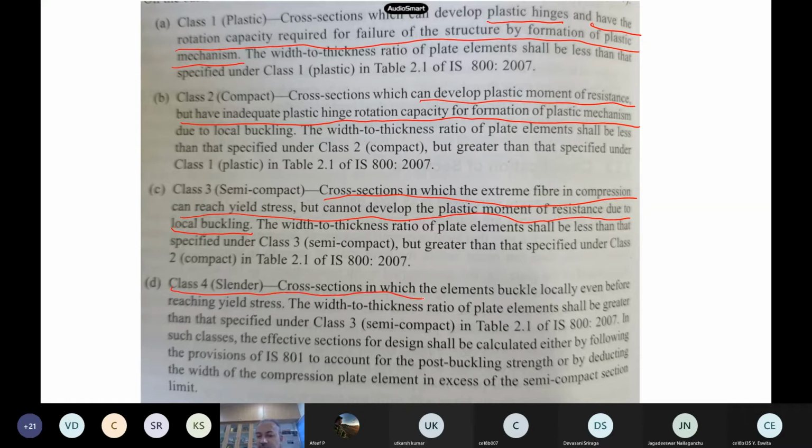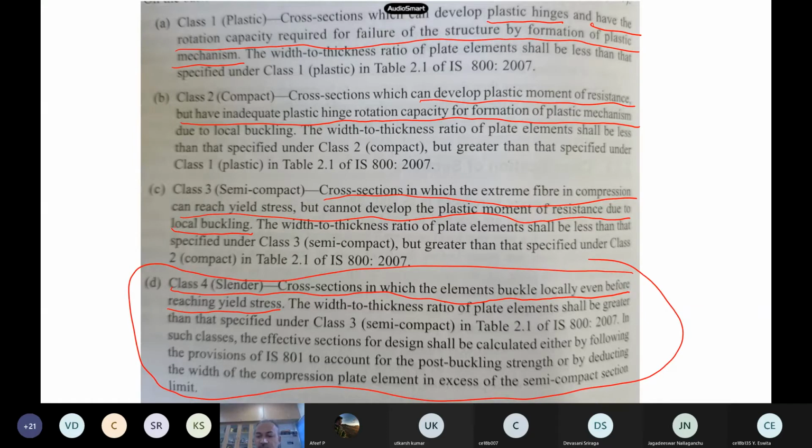Slender is the lowest kind, where before reaching the yield moment itself, there will automatically be local buckling. So these are the four class sections. Our IS code clearly says that these types of cross sections should not be used in our design. So this should not be used in any case. But if it is the case, our IS code gives some clauses.